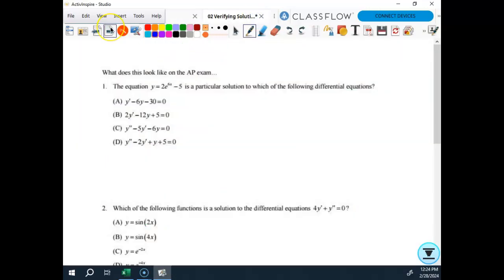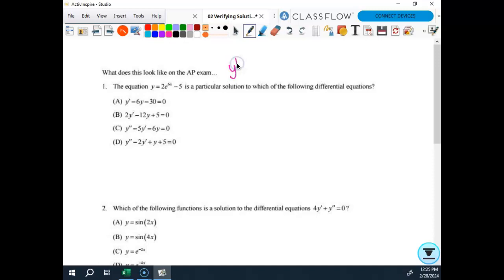Okay. Next page. So what does it look like on the AP exam? So it tells you that y equals e to the 6x minus 5 is a particular solution to which of the following differential equations? All right, so to check through all of these, what do you think we're going to need to find? Y prime and y double prime, right? So go through all. So let's do that. We'll just do it up here so we have plenty of room.